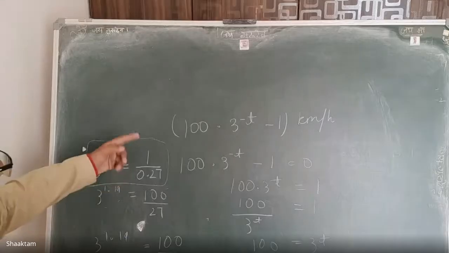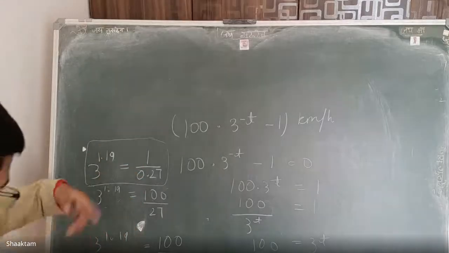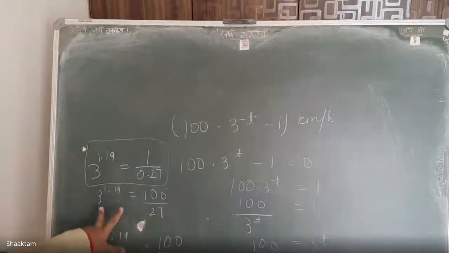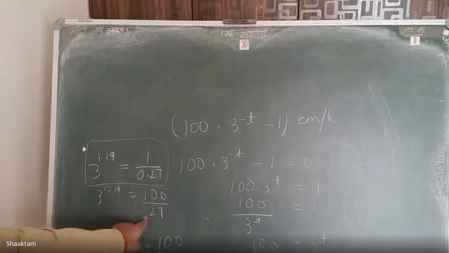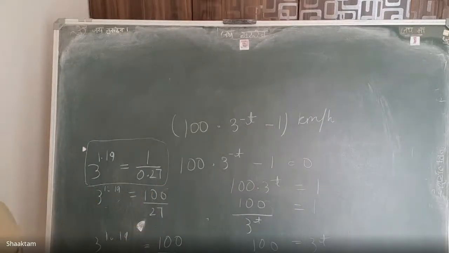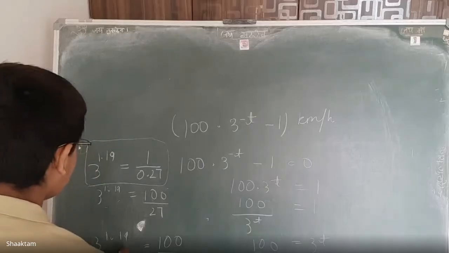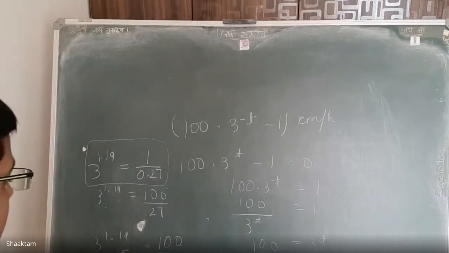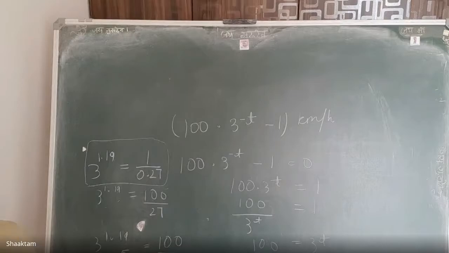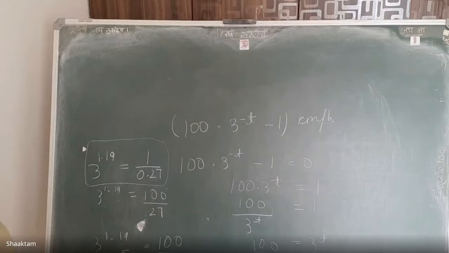So the numerator compensate and also multiply by 10 raised to 2. So, in a way, what I was hinting at was 3 raised to 1.19 is 100 by 27. We know this fact that 27 is 3 raised to 3. Now, if I multiply 3 raised to 3 to the left hand side of the equation, you know when you multiply same base, different exponents, you will add the exponents. So you get 3 raised to 1.19 plus 3.